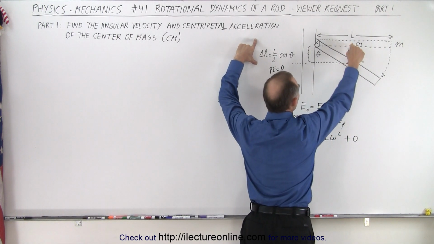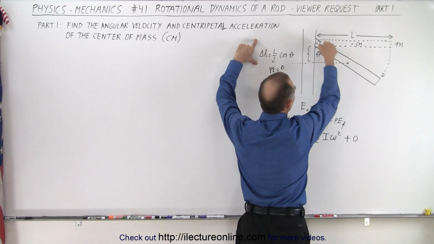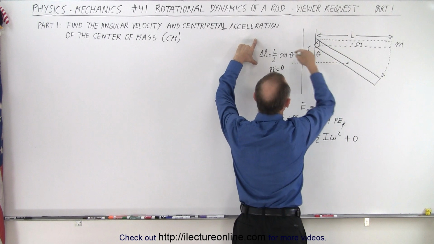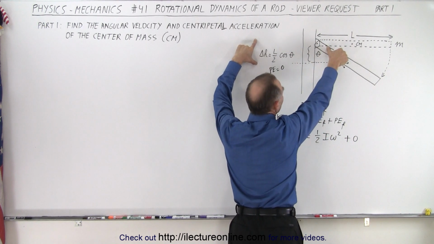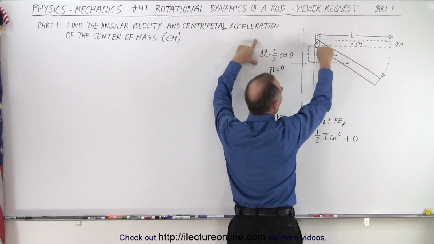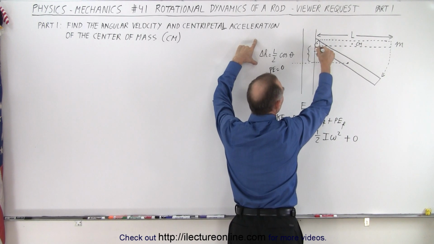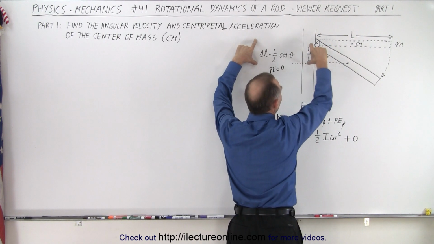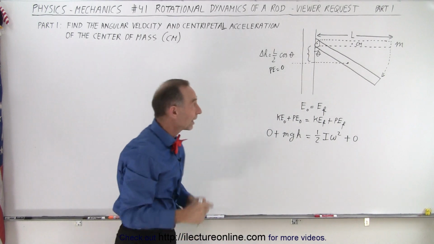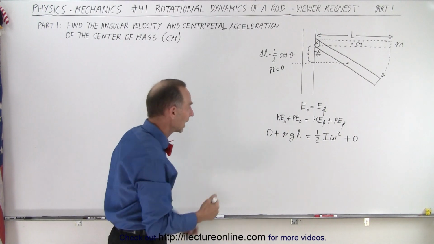Notice we've already calculated the delta h. It starts from this point, and it drops this far. From here to here, that's half the length of the rod, that's L over 2. If we take that hypotenuse and multiply it times the cosine of this angle right here, that's the angle theta, then we get this height. So we have L over 2 cosine theta as the change in height, or the beginning height.